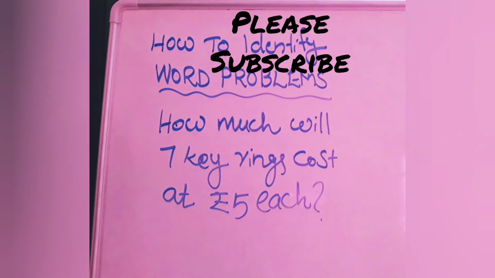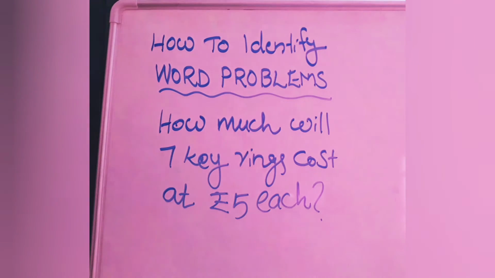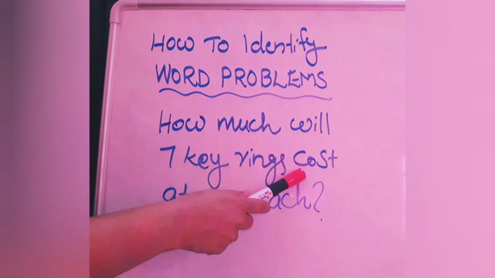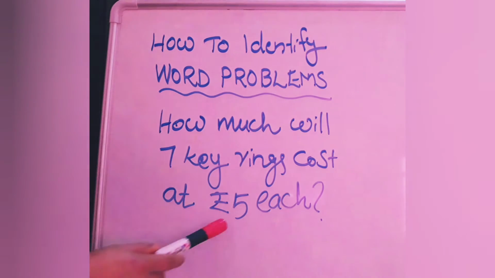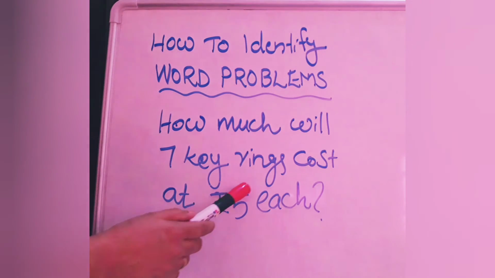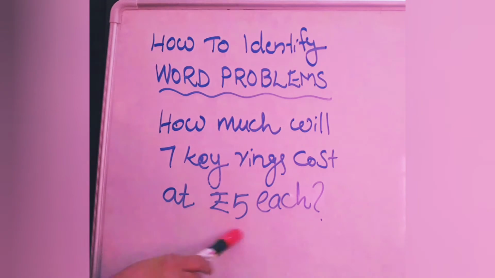Another question is, how much will 7 key rings cost at 5 rupees each? So do you think each is there, you have to do division? No, it's wrong. In some cases, I told you, you have to think of the picture in your mind. 7 key rings cost. We have to find the cost of 7 key rings. So the value of 1 key ring is given. You have to think of the picture in your mind. The amount you have to spend for 1 key ring is 5 rupees. So 7 key rings cost how much?